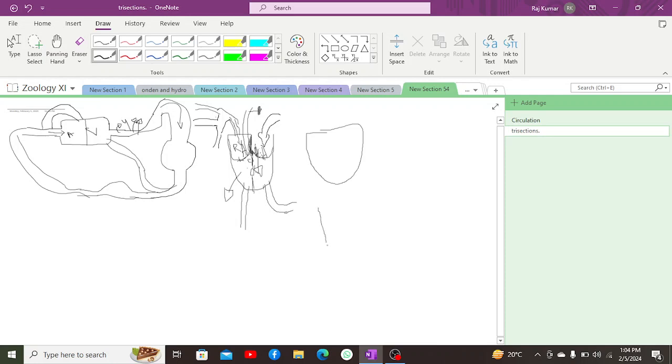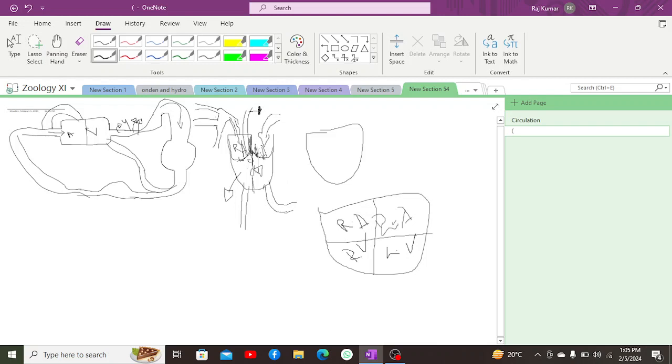Moreover, complete double circuit circulation occurs in humans, which we are going to study in detail. Here there is right atrium, right ventricle, left atrium, left ventricle. They have interatrial as well as interventricular septum. This is the interatrial septum, this is the interventricular septum, such that there is right atrium, left atrium, right ventricle, and left ventricle. So this is how the structure is formed.